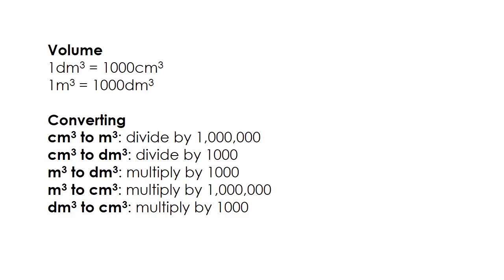So if we want to convert between these units, to go from centimetres cubed to metres cubed, we divide by 1,000,000. To go from centimetres cubed to decimetres cubed, we divide by 1,000. To go from metres cubed to decimetres cubed, we multiply by 1,000. And to go from metres cubed to centimetres cubed, we multiply by 1,000,000. And lastly, to go from decimetres cubed to centimetres cubed, we simply multiply by 1,000.